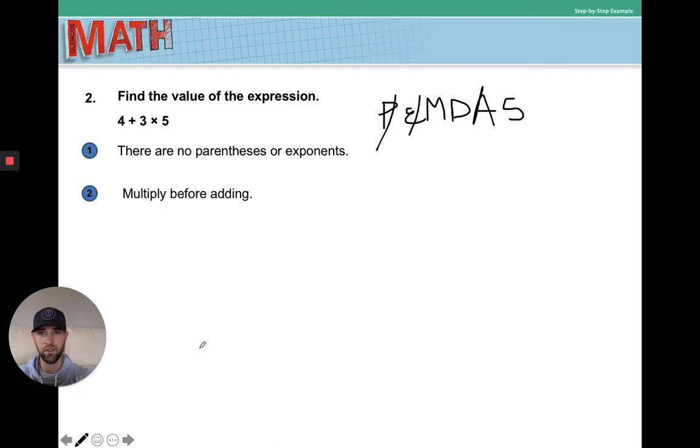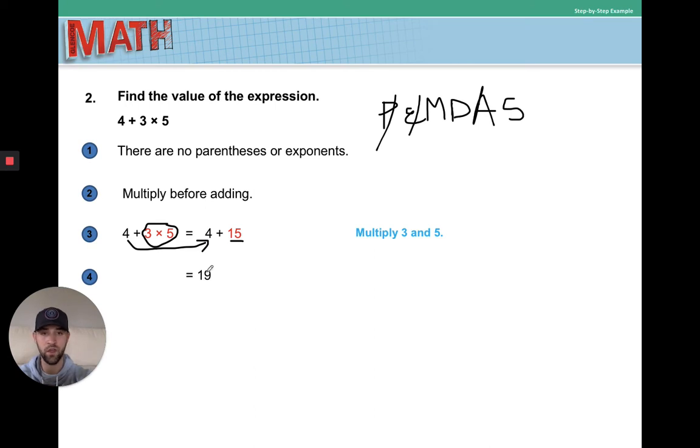So again, going through what I just talked about. Are there any parentheses? No. Are there any exponents? No. You're supposed to multiply first, so you should do your 3 times 5, which is 15. You'll get your answer there. And just bring over your plus 4, because we haven't used it yet. And 4 plus 15, you get 19, which is what we got, so that's good.